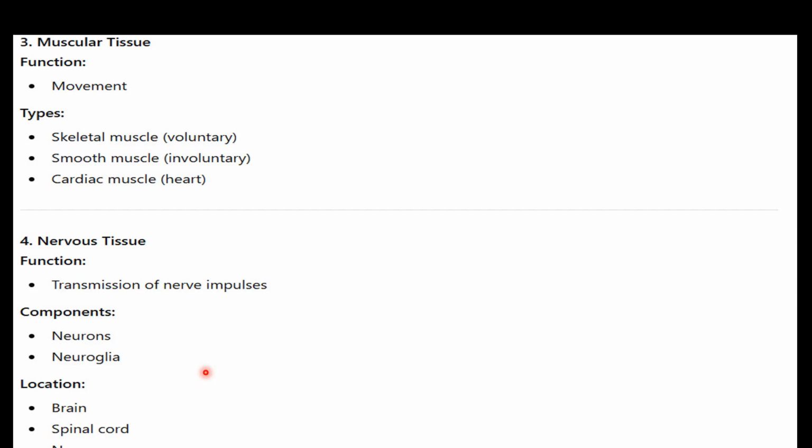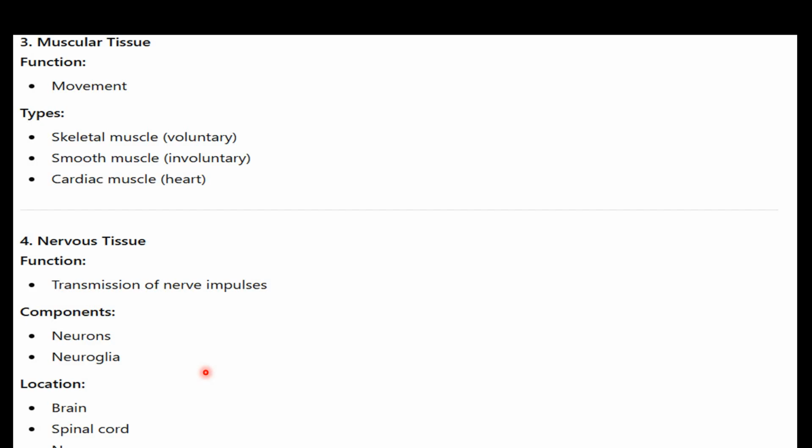Okay, so these are the types of muscular tissue. Similarly, we have nervous tissues. Their role is the transmission of the nerve impulses.